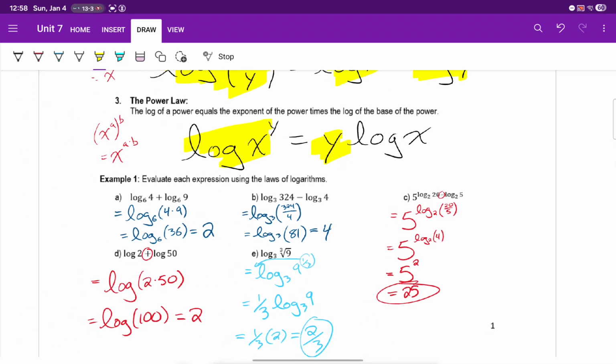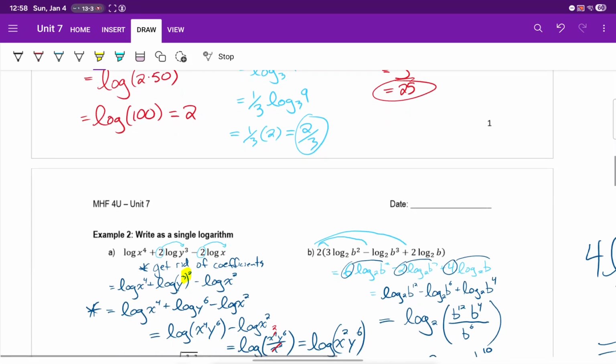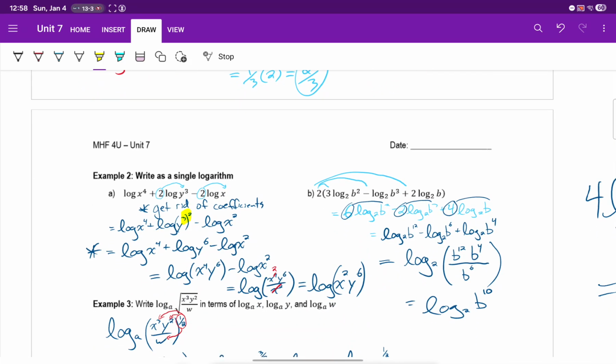Then we evaluated using these log laws. I did some more examples of how to evaluate using those log laws, how to first simplify and then answer those questions. There were some more extensive ones where I asked you to write as a single log. There'll probably be a question like that on your test where I ask you to write as a single log. Okay, I'm going to continue to roll along here.